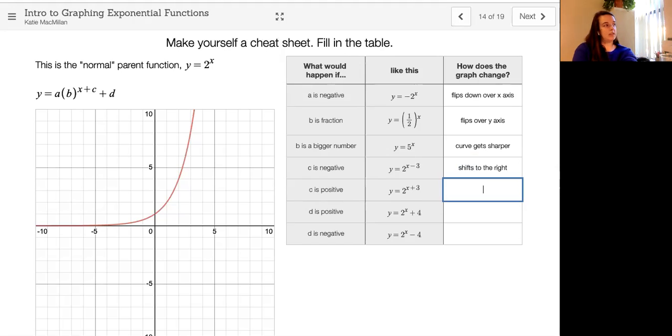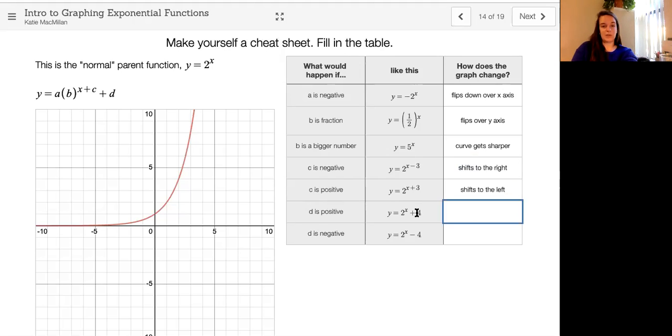Yes, absolutely. Thank you, chat. Shift to the left. It's going to move to the left side. So it's moving in the opposite direction. Like you would think positive, oh, it should go to the positive side. No, it actually goes to the negative side. It's opposite.